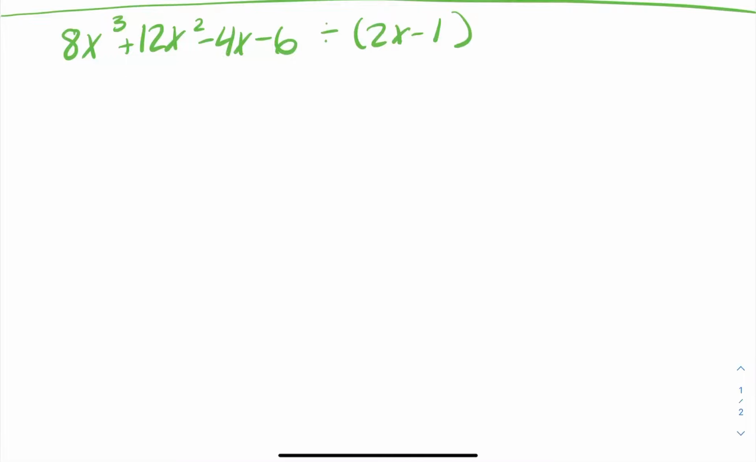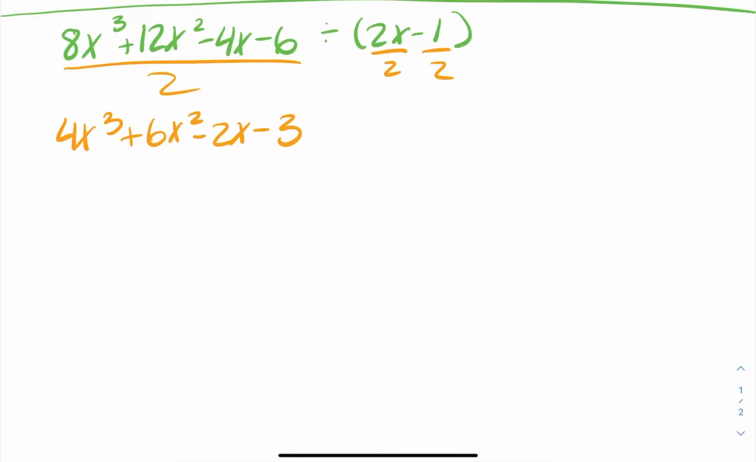I'll use a different color so it's more noticeable. Divide by 2, and then everything. This leaves you with 4x to the third plus 6x squared minus 2x minus 3, divided by x minus 1/2. And now you have it so that the coefficient in the denominator is 1.